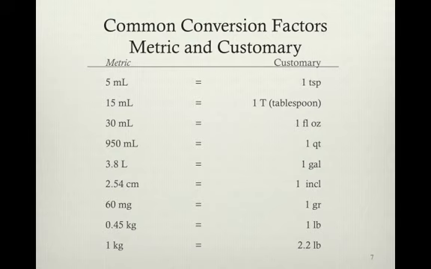Common conversion factors, metric and customary. We'll get people that give the wrong dosing due to this all the time. An example: 5 mils is equal to 1 teaspoon. 15 mils, tablespoon, 30 mils, 1 fluid ounce. An example of this where we could have problems.